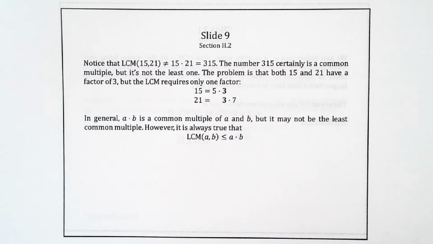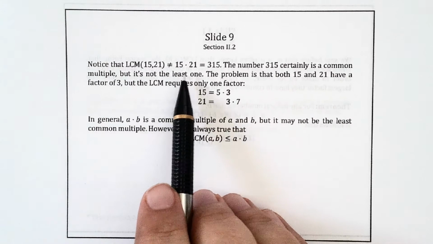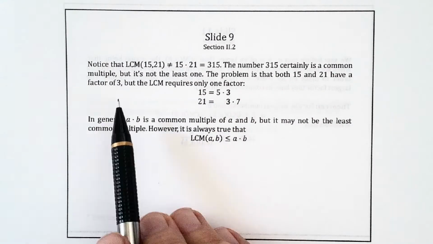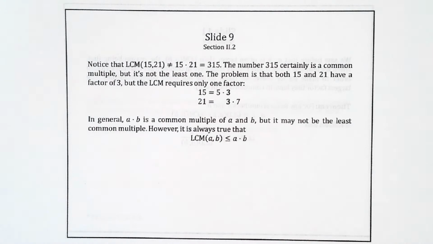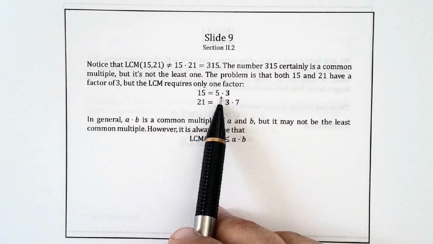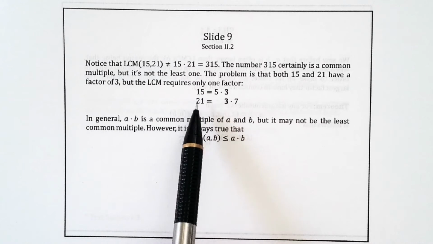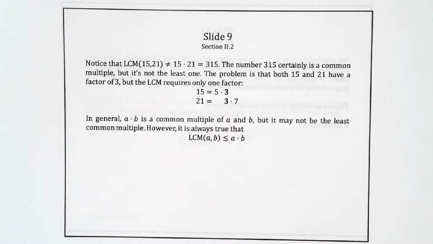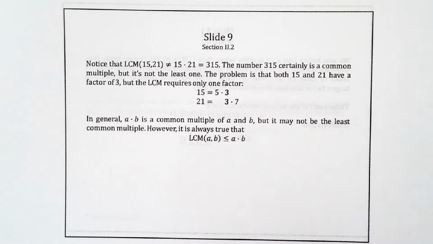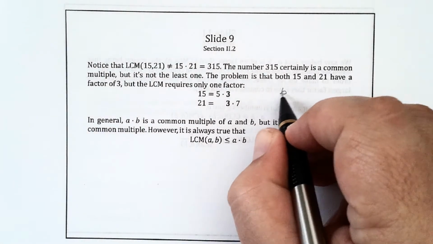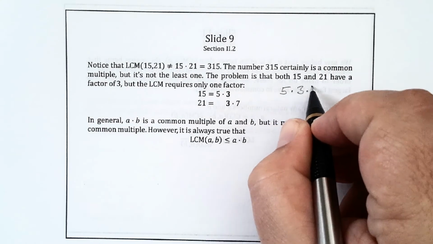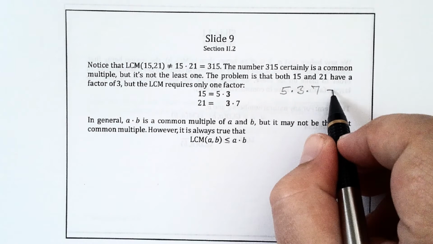It's not the smallest. The problem with just multiplying these two numbers is that they share a 3. But the least common multiple only requires one factor of 3. 15 is 5 times 3, 21 is 3 times 7. If I multiply 15 times 21, I get 5 times 3 times 3 times 7. But I really only need one of those 3's. So if I do 5 times 3 times 7, okay, that's 105.